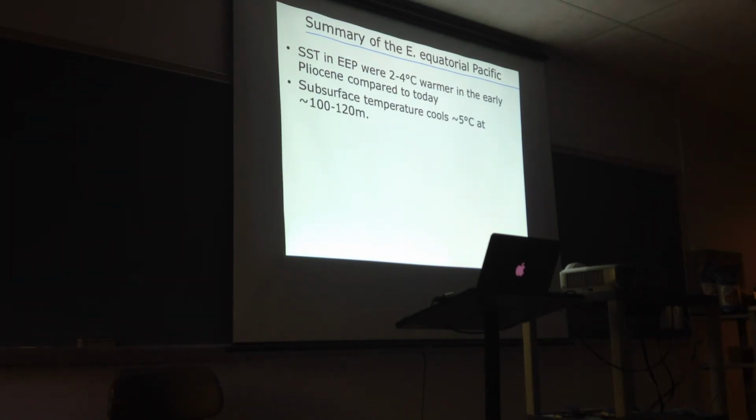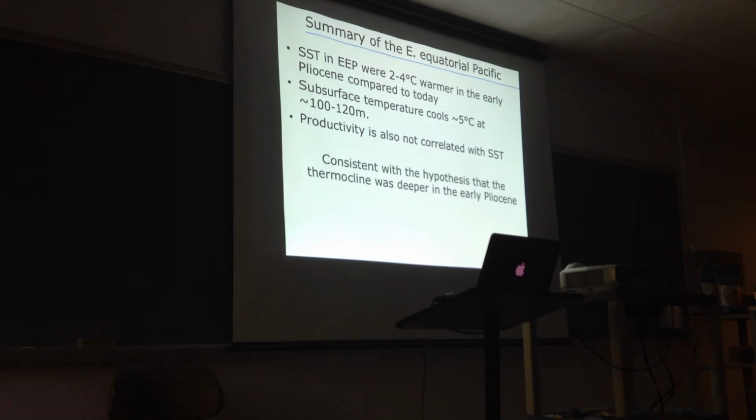Okay, so summary, the eastern equatorial Pacific temperatures were 2 to 4 degrees warmer. The subsurface temperatures cool by 5 degrees, which is a lot for the subsurface. The productivity, I didn't show you these records, but they're the same as they are in the California margin, that there's no correlation with sea surface temperature. So the nutrients and the temperature are doing something completely different.